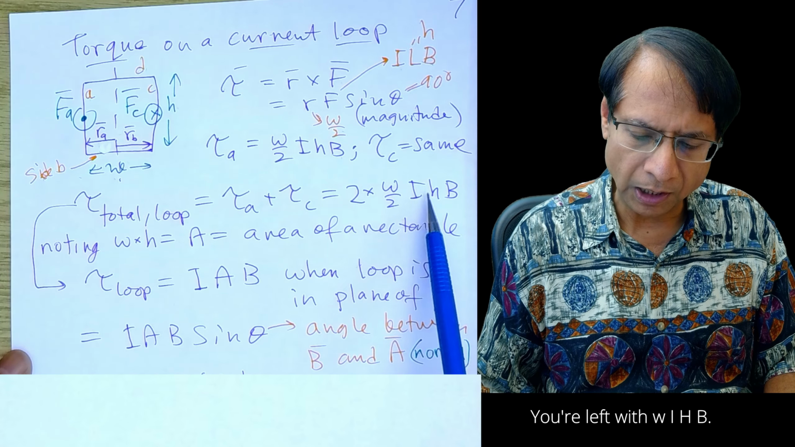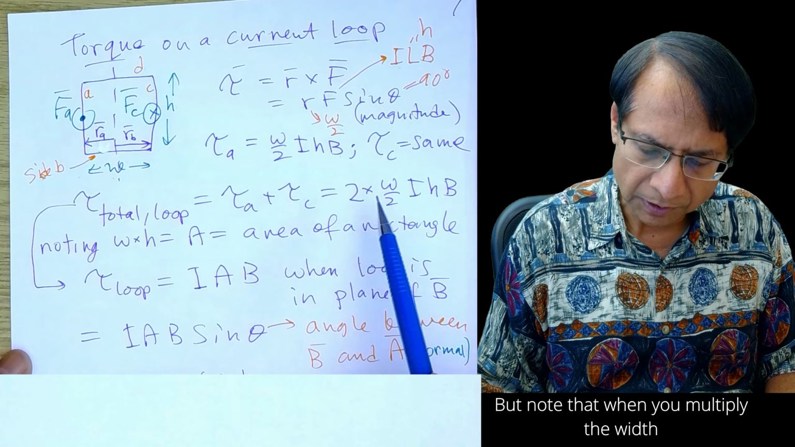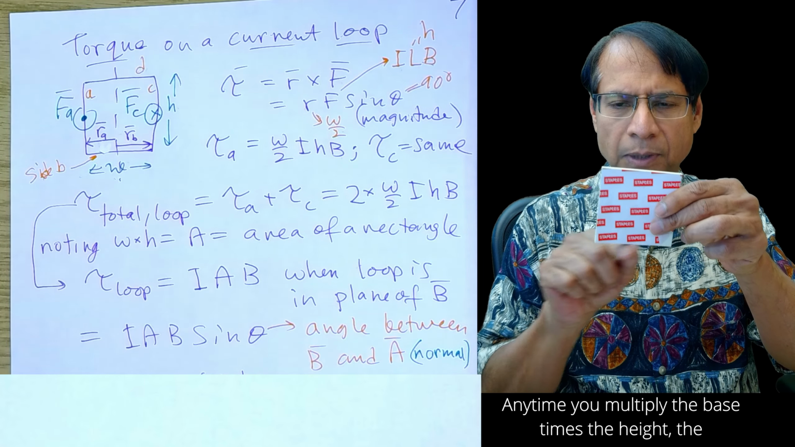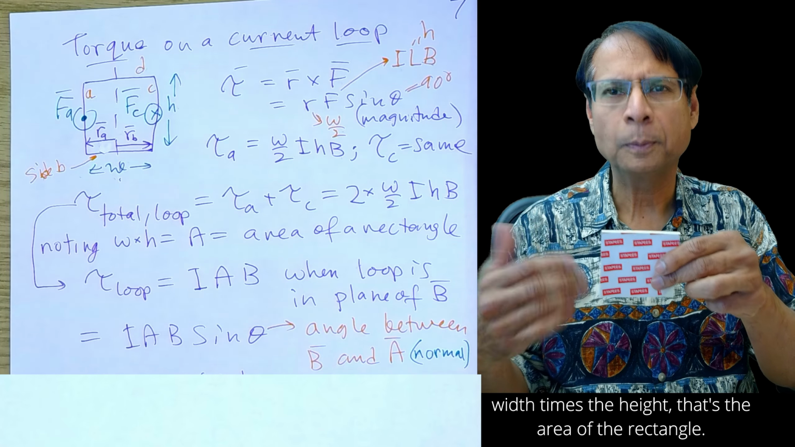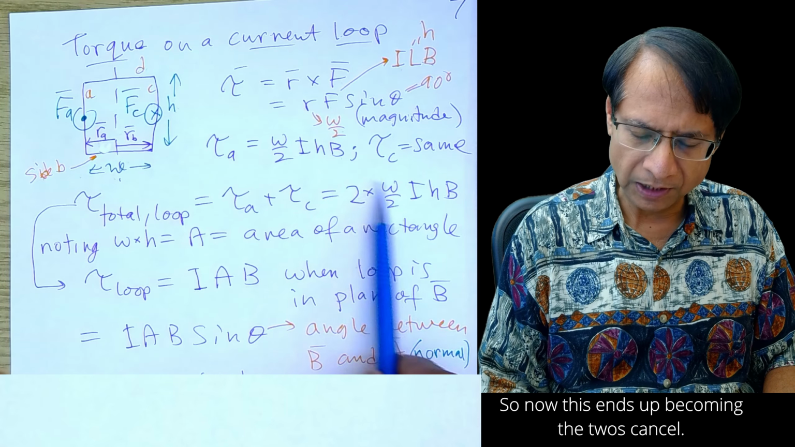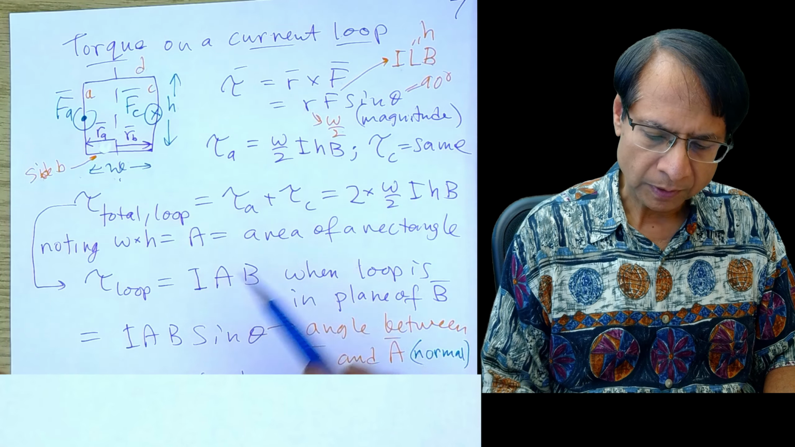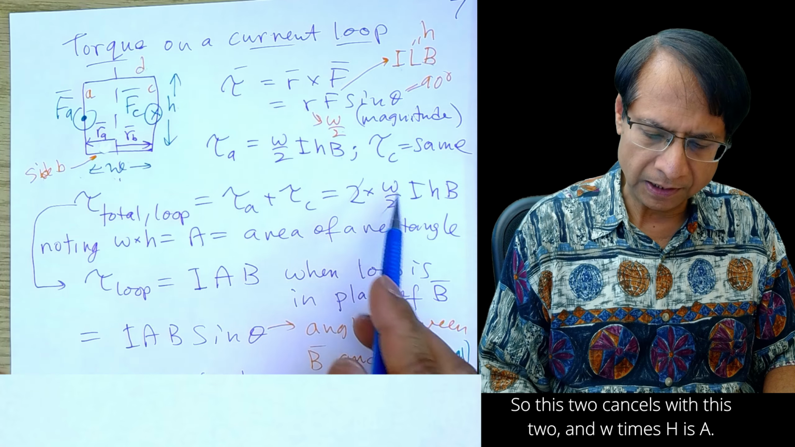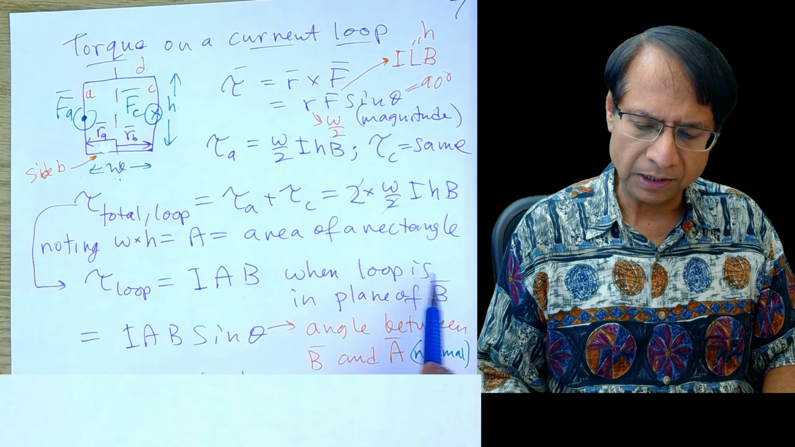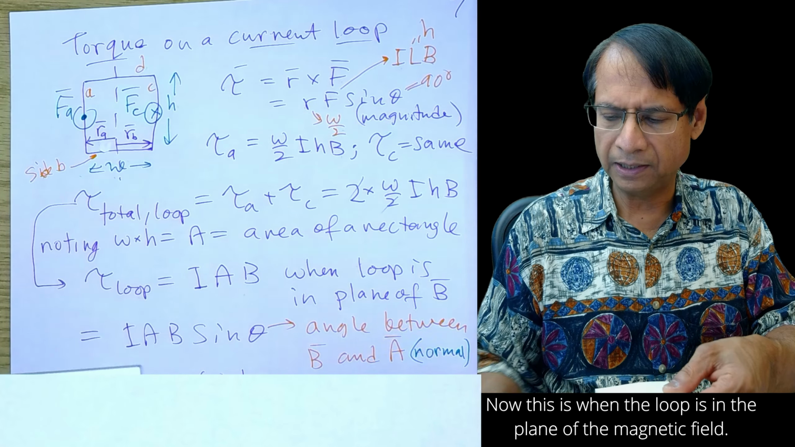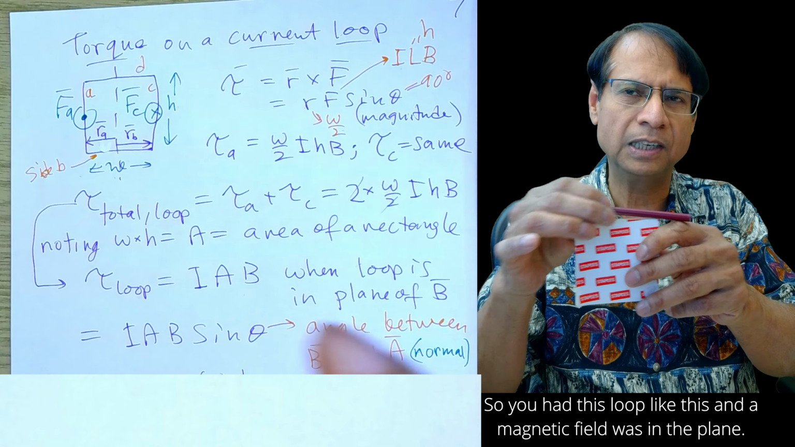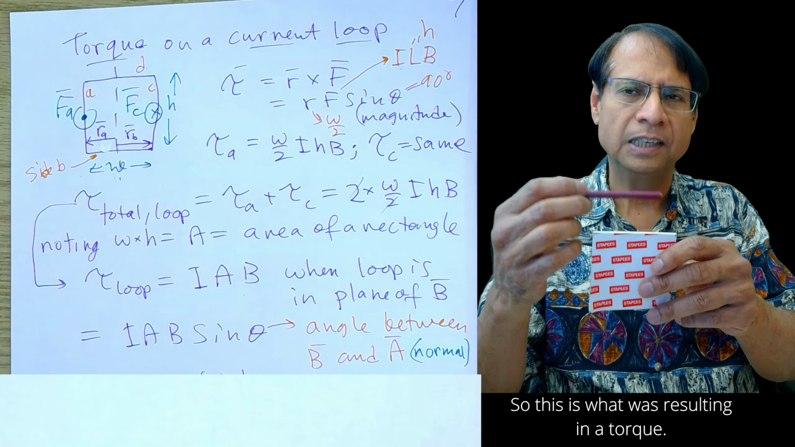You're left with WIHB. But note that when you multiply the width times the height, that's the area of the rectangle. Anytime you multiply the base times the height, that's the area of the rectangle. So we can replace the W times H with A. So this 2 cancels with this 2, and W times H is A. So you end up with the torque for the loop is IAB. Now this is when the loop is in the plane of the magnetic field. So you had this loop like this, and the magnetic field was in the plane. So this is what was resulting in a torque.